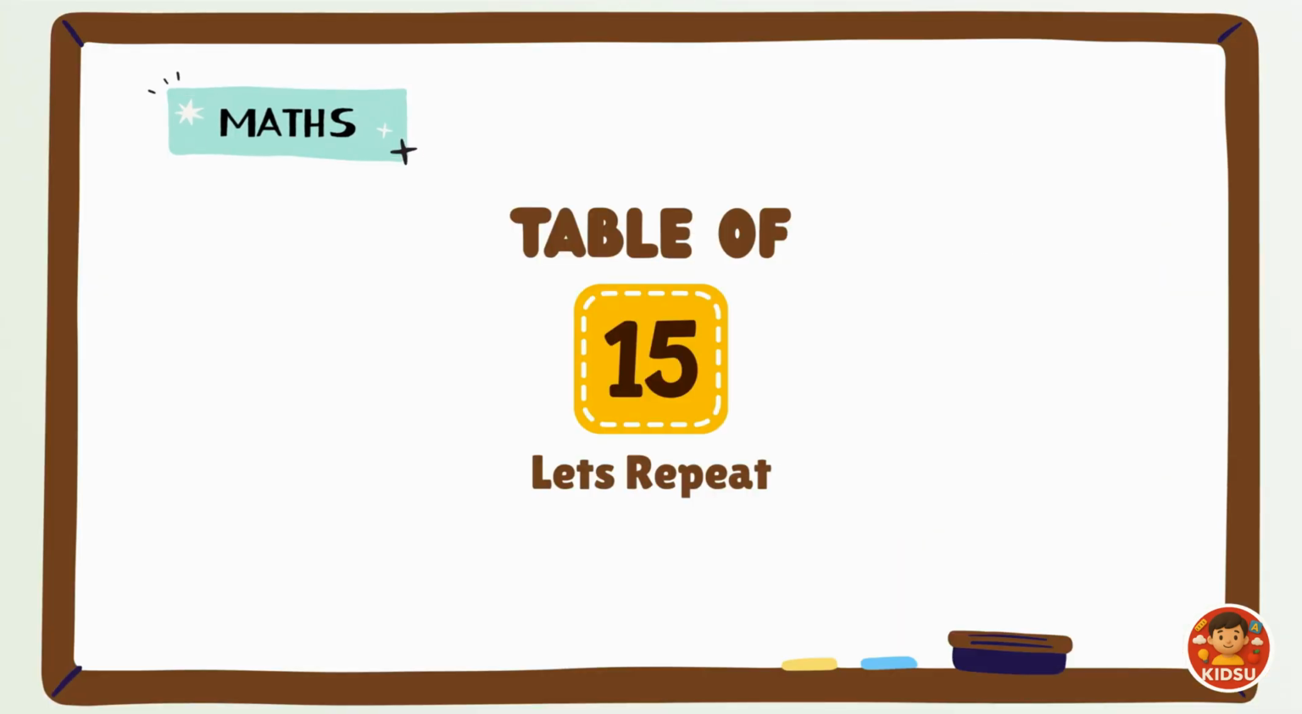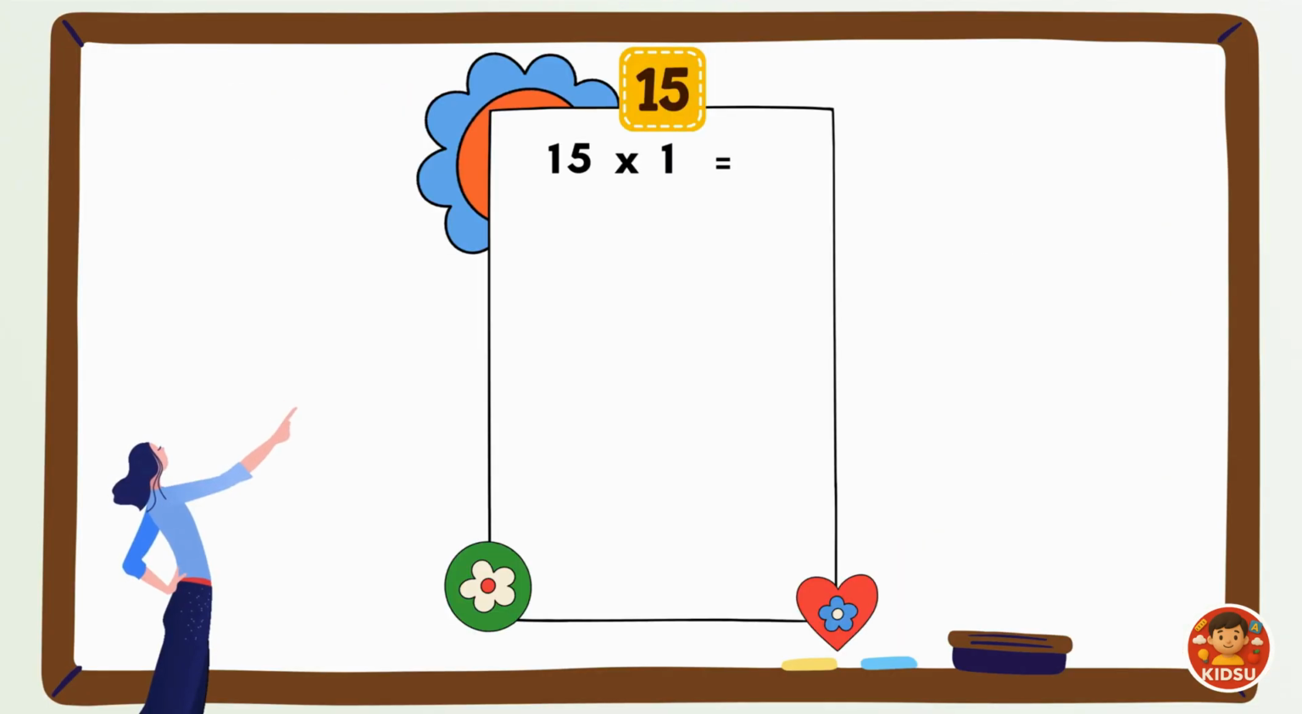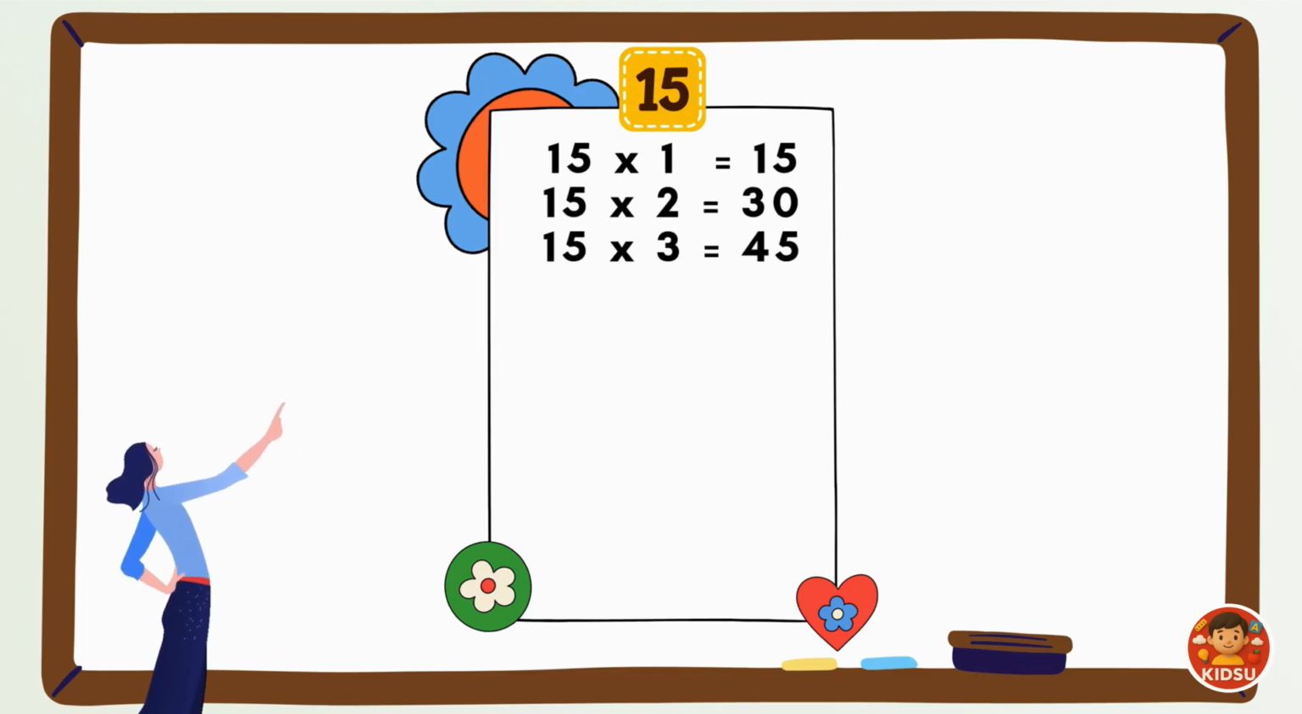Let's repeat all together at once. 15 ones are 15. 15 twos are 30. 15 threes are 45. 15 fours are 60.